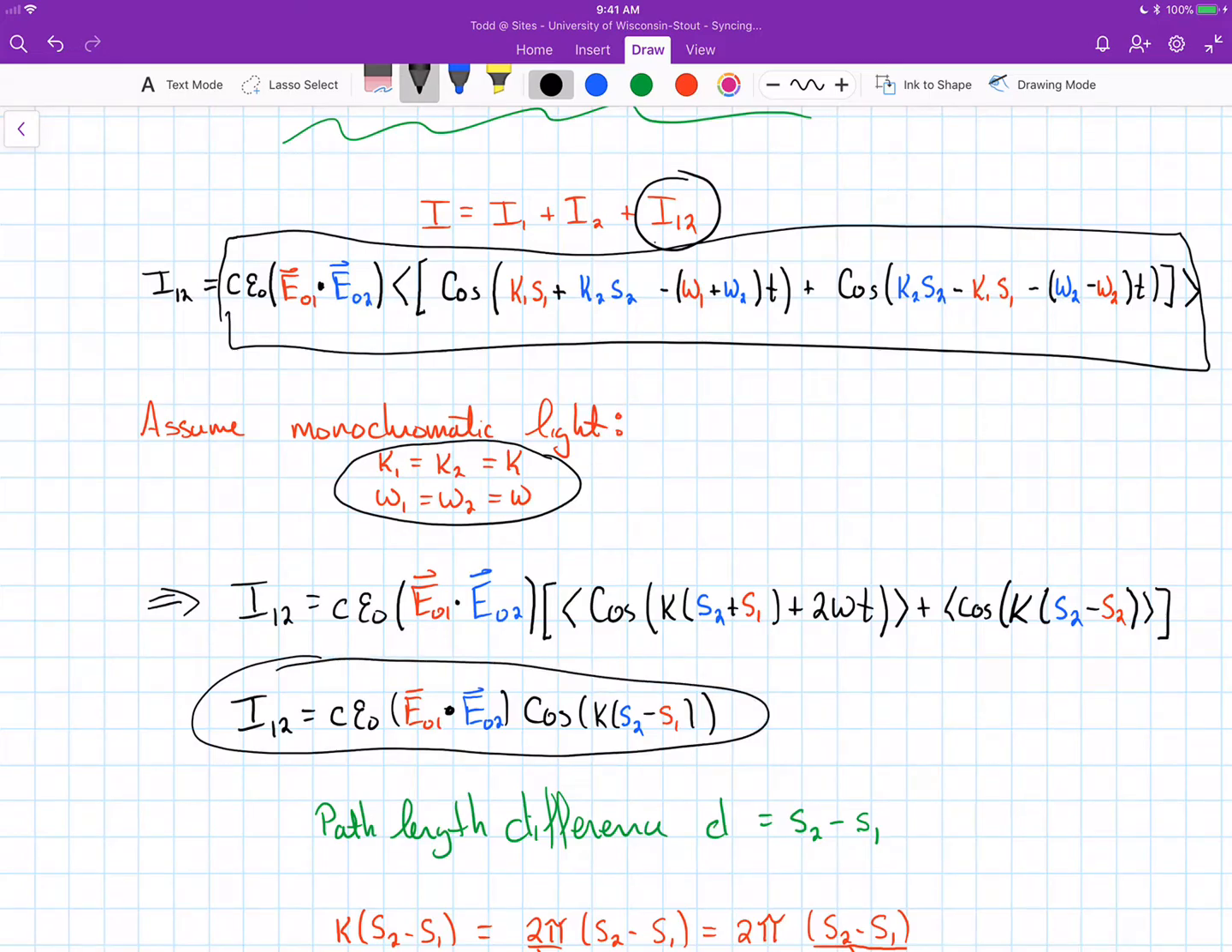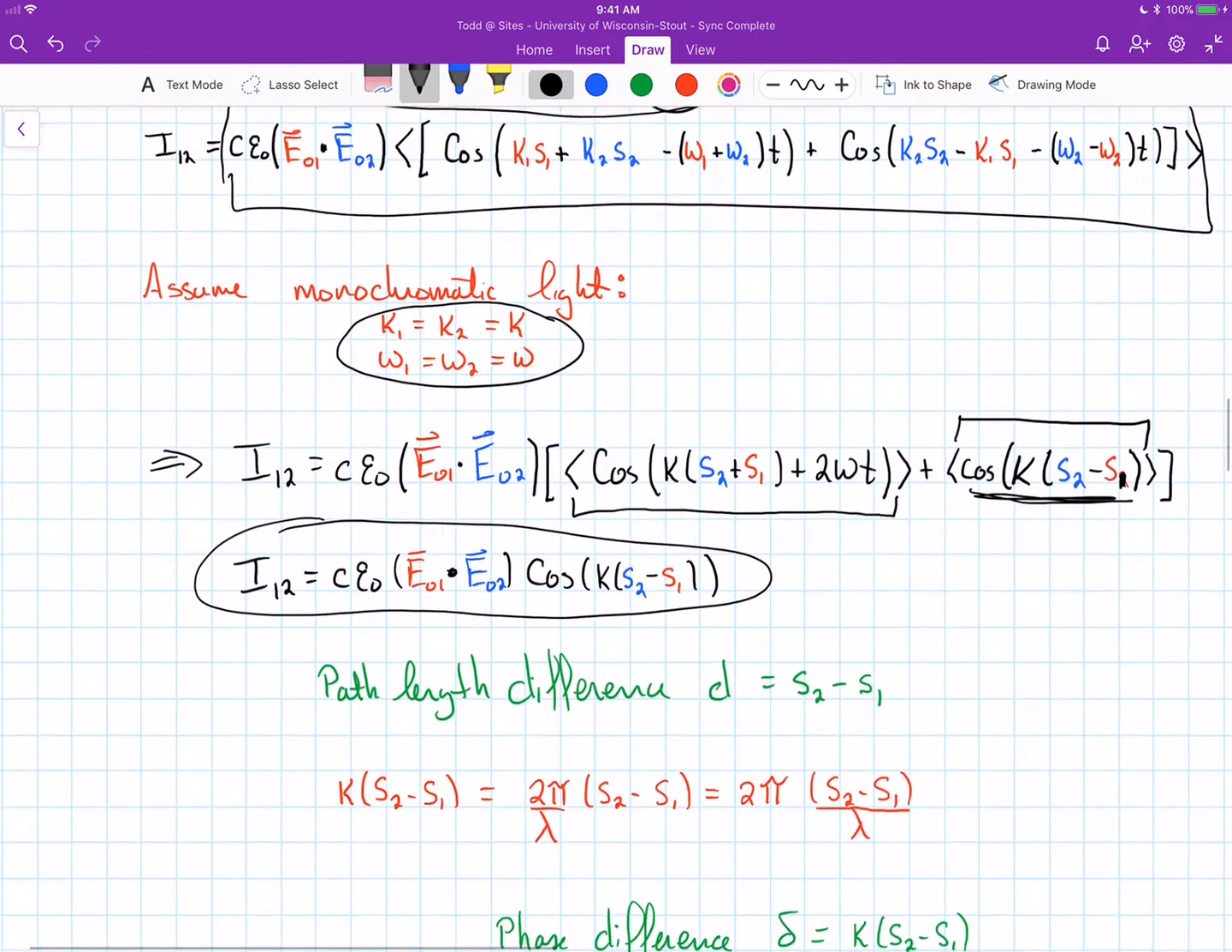this term right here. Now, one thing to note, the time average of this term ends up going to 0, whereas this term right here has no time dependence whatsoever, and so the time average of that is just whatever's inside that term right there. Now, cosine k (S2 minus S1), that's supposed to be an S1. And so we get a much simpler equation, and we can start to pull this apart.